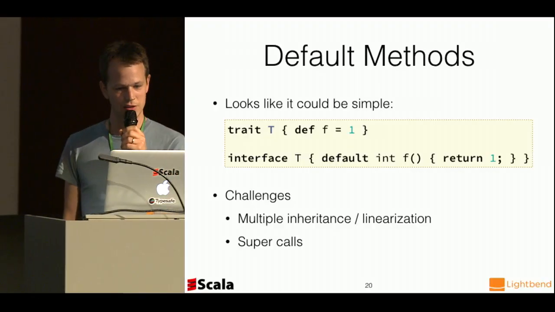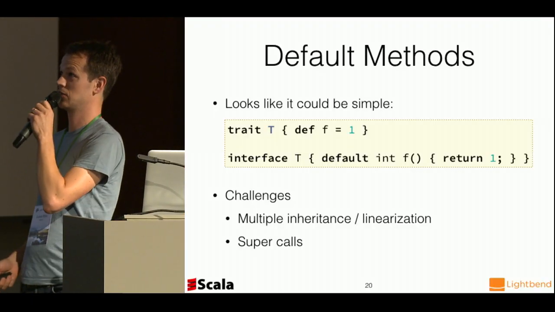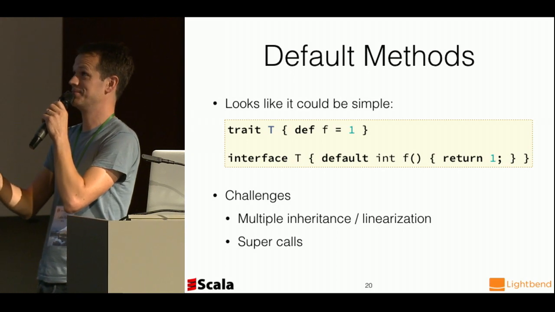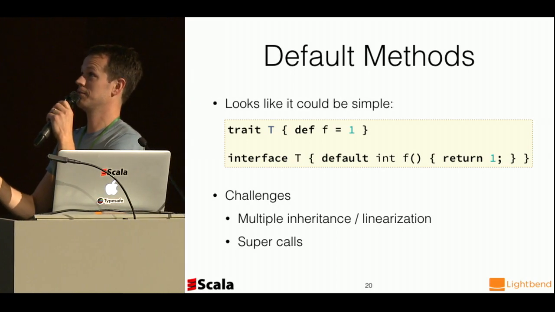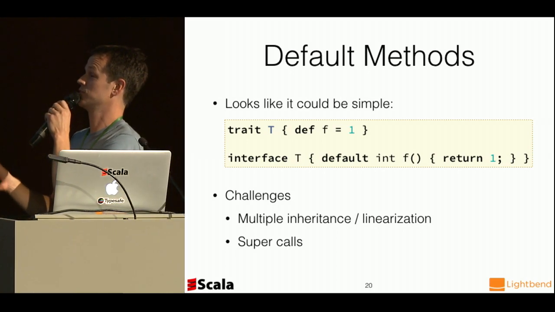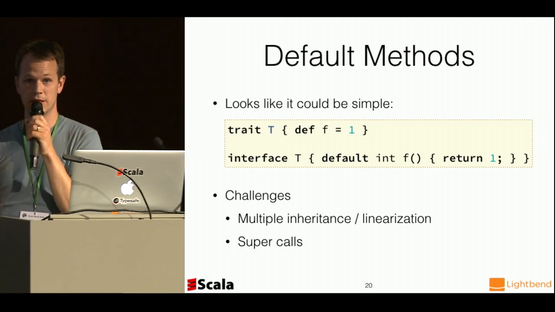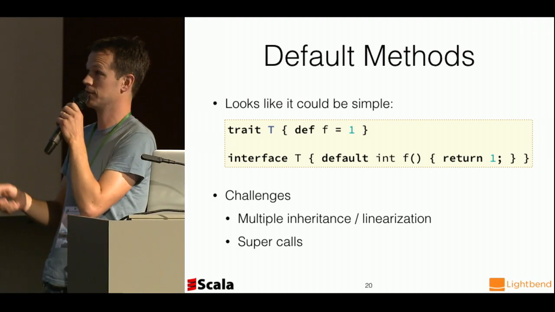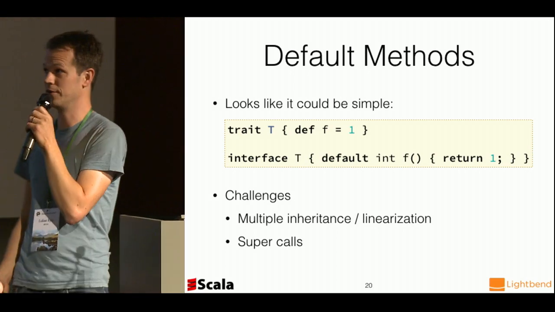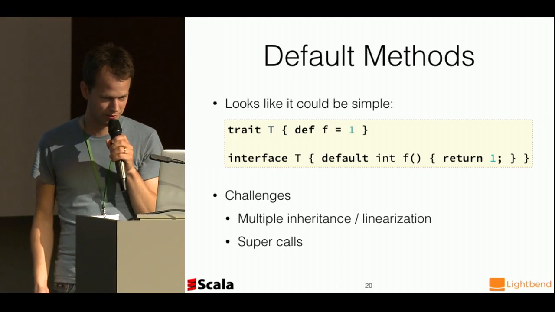The second part is about default methods. Default methods in Java 8 look like a very good match. It could be simple, let's say. You have a trait with a method, and you compile that to an interface with a default method. If a class extends the trait, then it will just inherit the method. Not much needs to be done, right? That's true for the simple case.